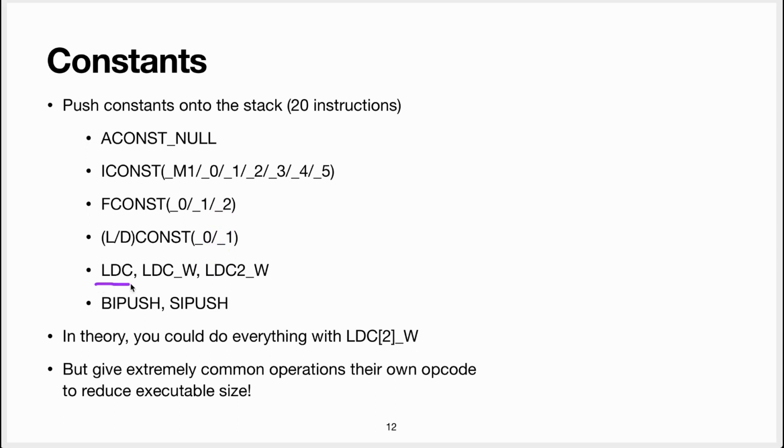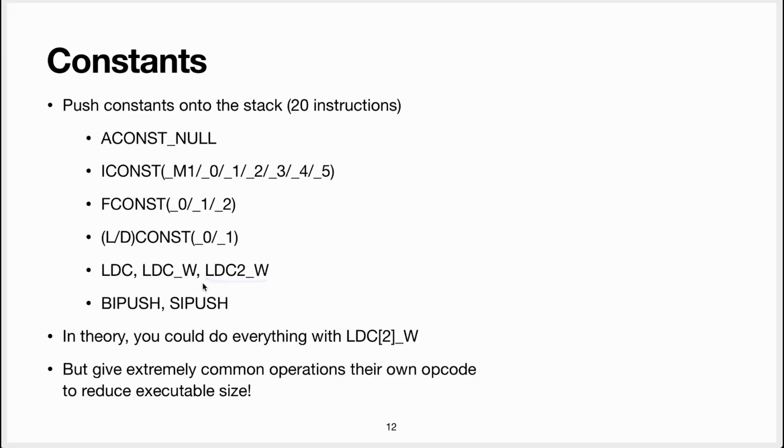So LDC will take as an immediate parameter a constant pool reference, and it will load that constant. LDC_W, and W is for wide, will also take a constant pool reference, but LDC takes only 1 byte for the reference, so you can index from 0 to 255, whereas the wide version will take 2 bytes, so you can index potentially up to 65,000 constant pool entries. The LDC2_W is the same as the LDC_W, but it will let you get 2 32-bit values, and so basically can be used to get longs or doubles from the constant pool.